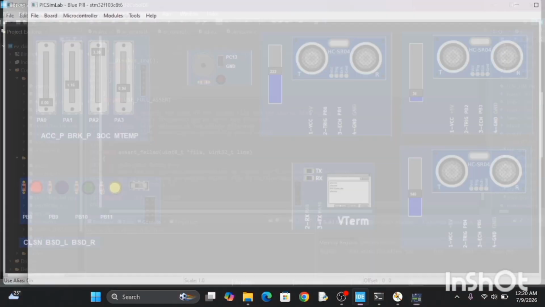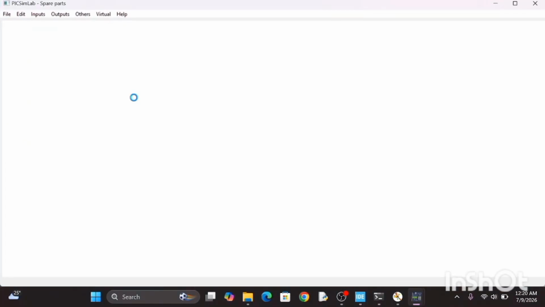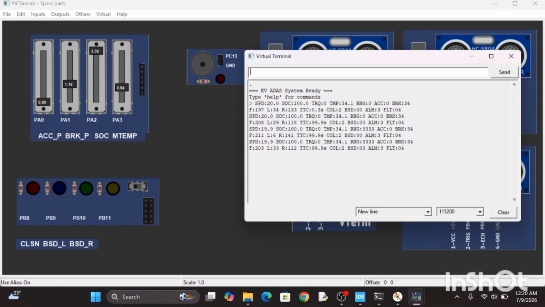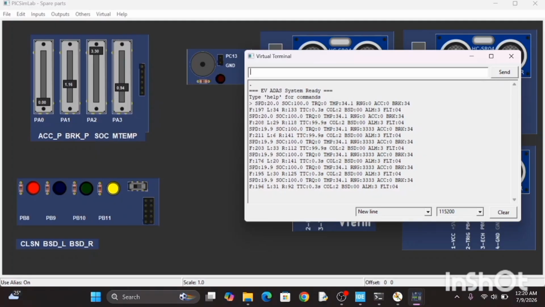That is evdash.pin. So here is the reading we are getting. Our buzzer was on and our yellow LED was glowing because our time to collision was 0.36 seconds and it was correctly shown as fault 04. Then we have our front, left, and right distances printed. Then we were getting a fault because we had a distance less than 33 centimeters. Time to collision was 0.3 seconds at last, so the fault was 04 and the LED was glowing.